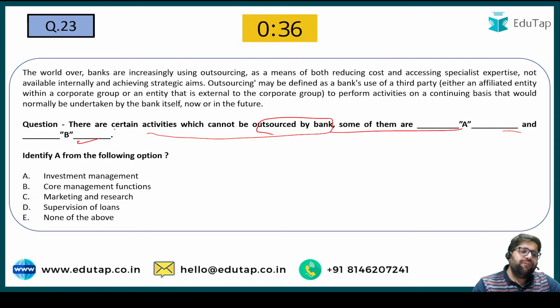If I was in your place, I would mark this particular answer, because core management function, for example, appointing any managing director, or providing a resignation certificate to the managing director. These are very core management functions. For example, if I am launching a new website of, let's say, a bank like SBI, I will be taking that particular function in my own hand. I cannot outsource that. So that's why the answer to this question will be option B, that is core management function. Okay.